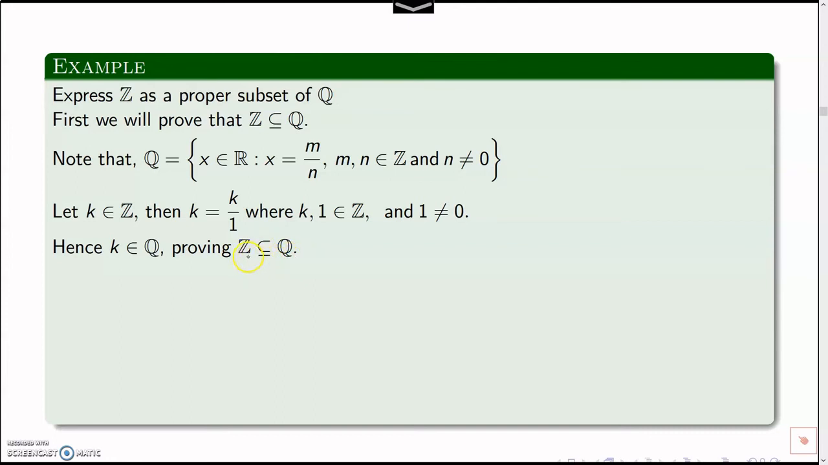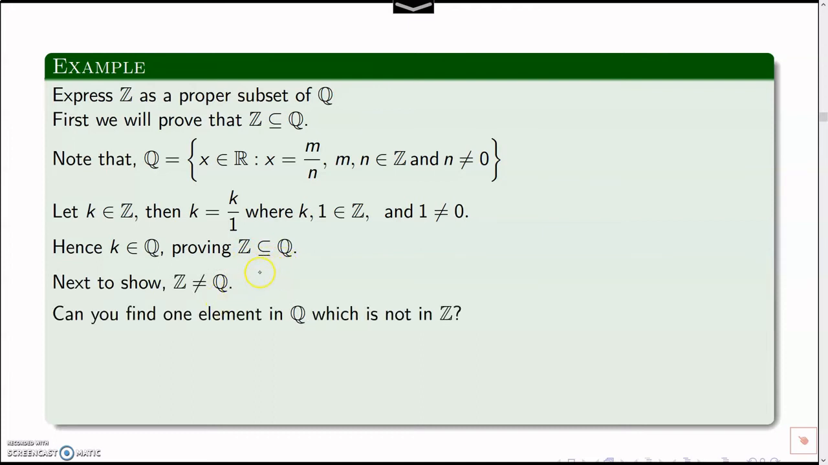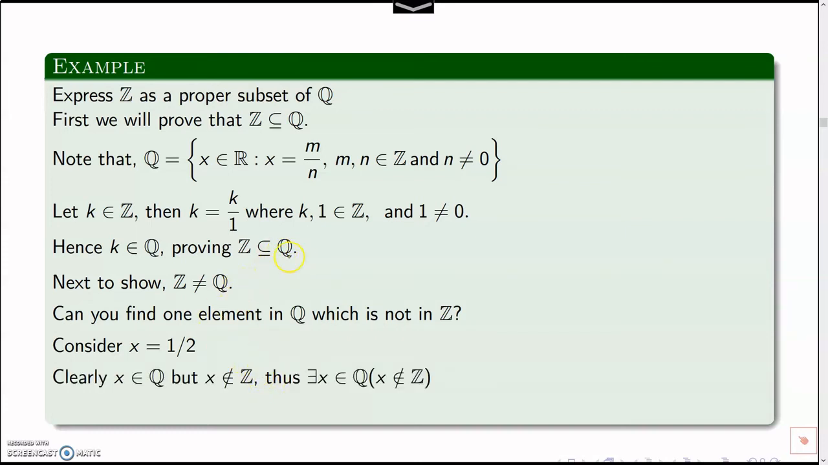Now to say that Z is a proper subset of Q, we will have to find one rational number which is not an integer. So if you pick one element in Q which is not in Z, then we are done. Any fraction which is not an integer, let's say half. If you pick x equal to half, that's a rational number, but it is not an integer. So we found one point in Q which is not in Z, so Z is a proper subset of Q. I hope this is clear.